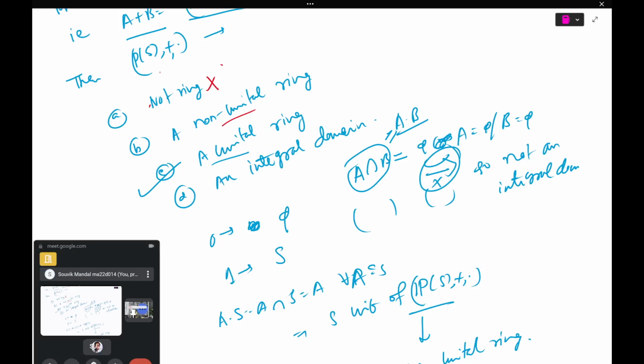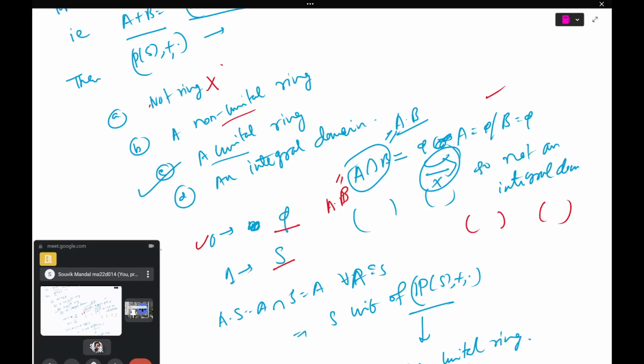And this thing is a ring with phi as the zero element, and the whole set capital S is the identity element. Also note that it is not an integral domain, because a dot b equal to a intersection b equal to phi should hold if and only if either a equal to phi or b equal to phi for an integral domain. But if we take some disjoint subsets of S, then the intersection is empty. So that's why it is not an integral domain.